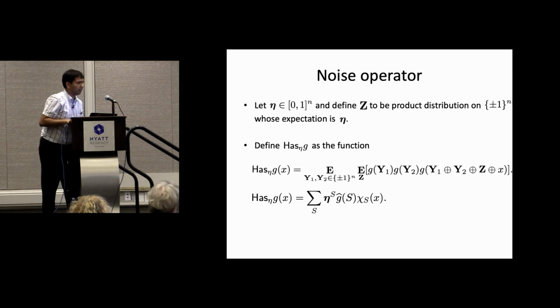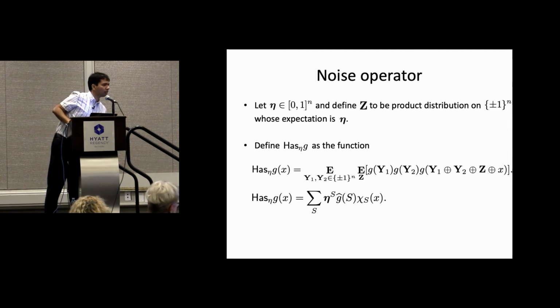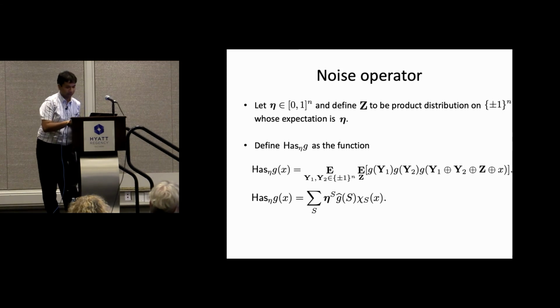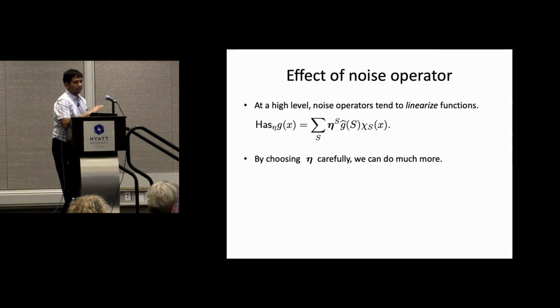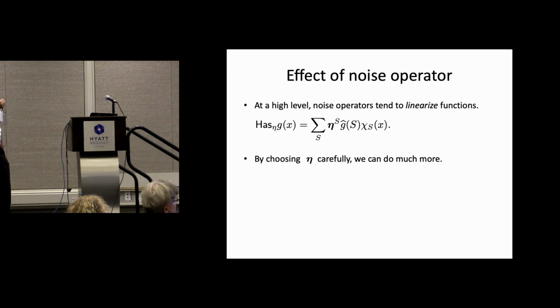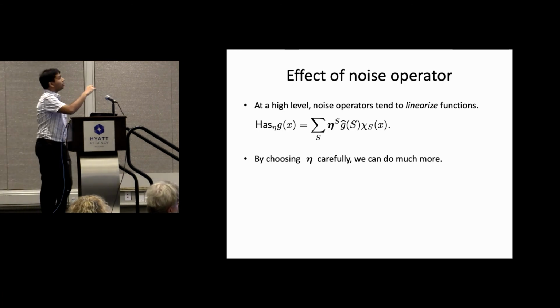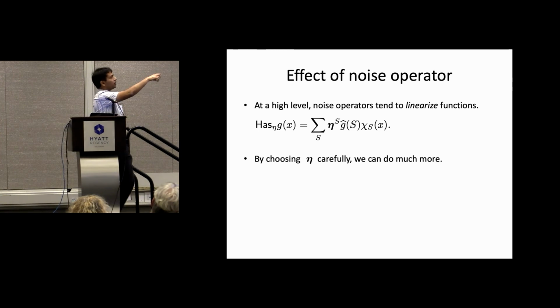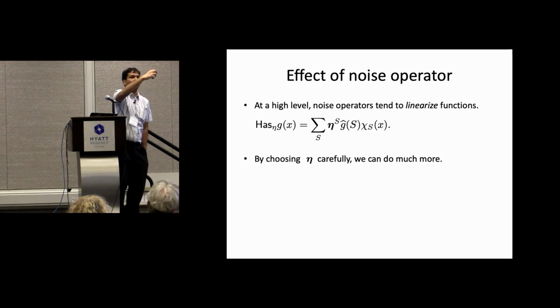Okay, I guess I have 2 minutes left or something. Okay, good. Why are we defining this operator? At a high level, here is what Fourier noise operators do. Noise operators tend to linearize functions, because as set S grows larger and larger, eta^S becomes smaller and smaller, right?